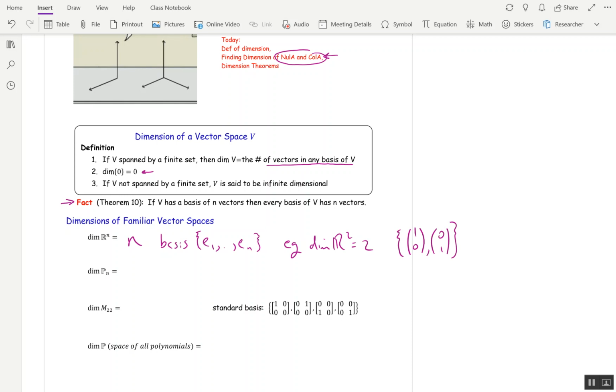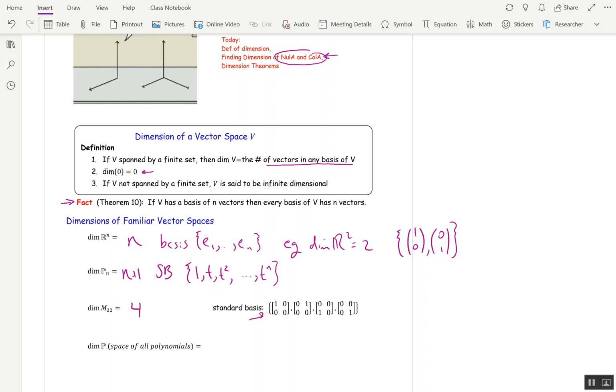Okay, the dimension of Pn. Pn is polynomials of degree less than or equal to n. This has dimension n plus 1. The standard basis for this space is 1, t, t squared, up to t to the nth power, and that's n plus 1 polynomials. The dimension of M22, that's the set of 2 by 2 matrices, is 4, and there's your standard basis. It's got 4 vectors in it.